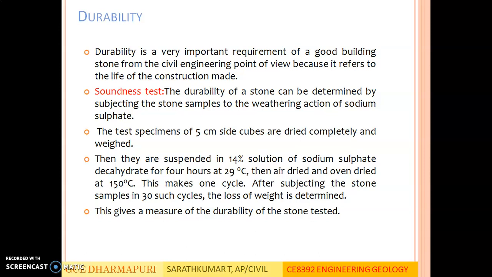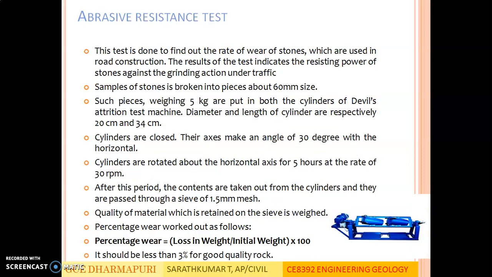Then they are suspended in a 14% solution of sodium sulfate decahydrate for 4 hours at 29 degrees Celsius and then air dried. Once it is air dried, it is oven dried at 150 degrees Celsius. This makes one cycle. After subjecting the stone sample to 30 such cycles, the loss of weight is determined. This gives the measure of the durability of the stone tested. Normally, the loss of weight should be lesser from a good durability point of view.